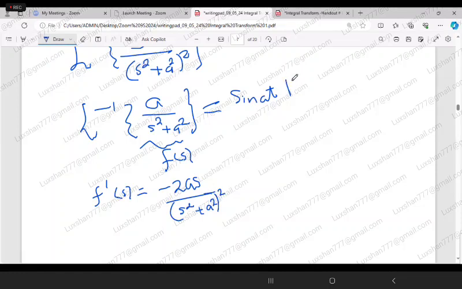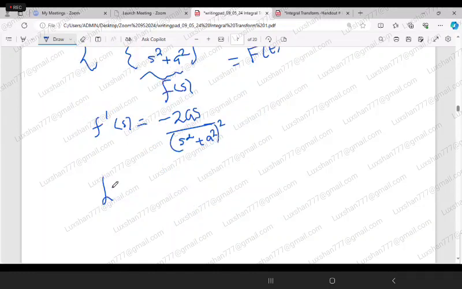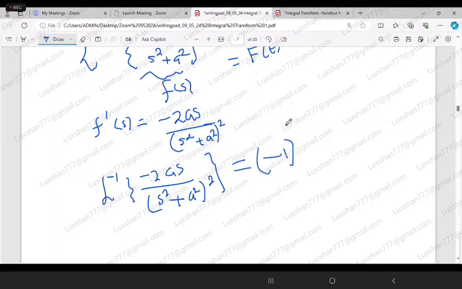So this is nothing but your f(t). Therefore, the inverse Laplace transform of minus 2as over (s squared plus a squared) all squared is equal to minus 1 to the power n. The value of n is equal to 1 because it is the first derivative. So minus 1 into t into your f(t), which is equal to sin at.